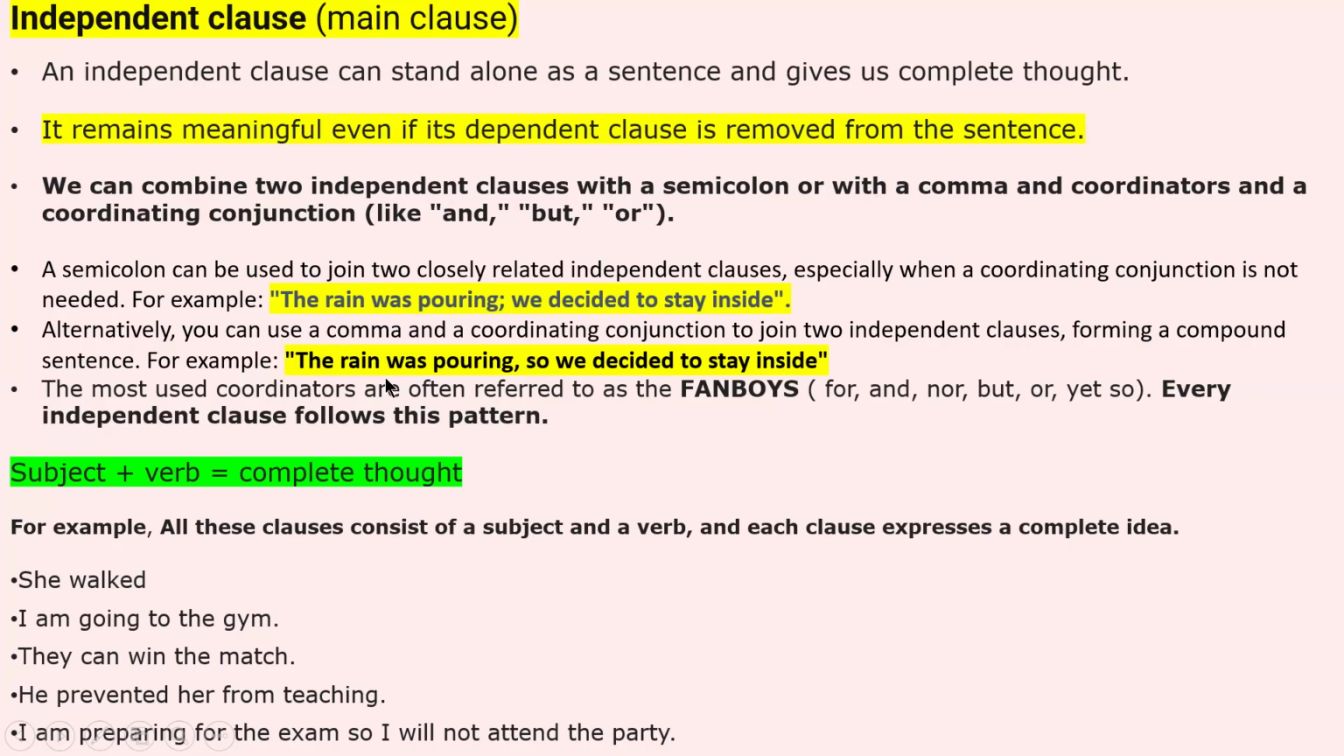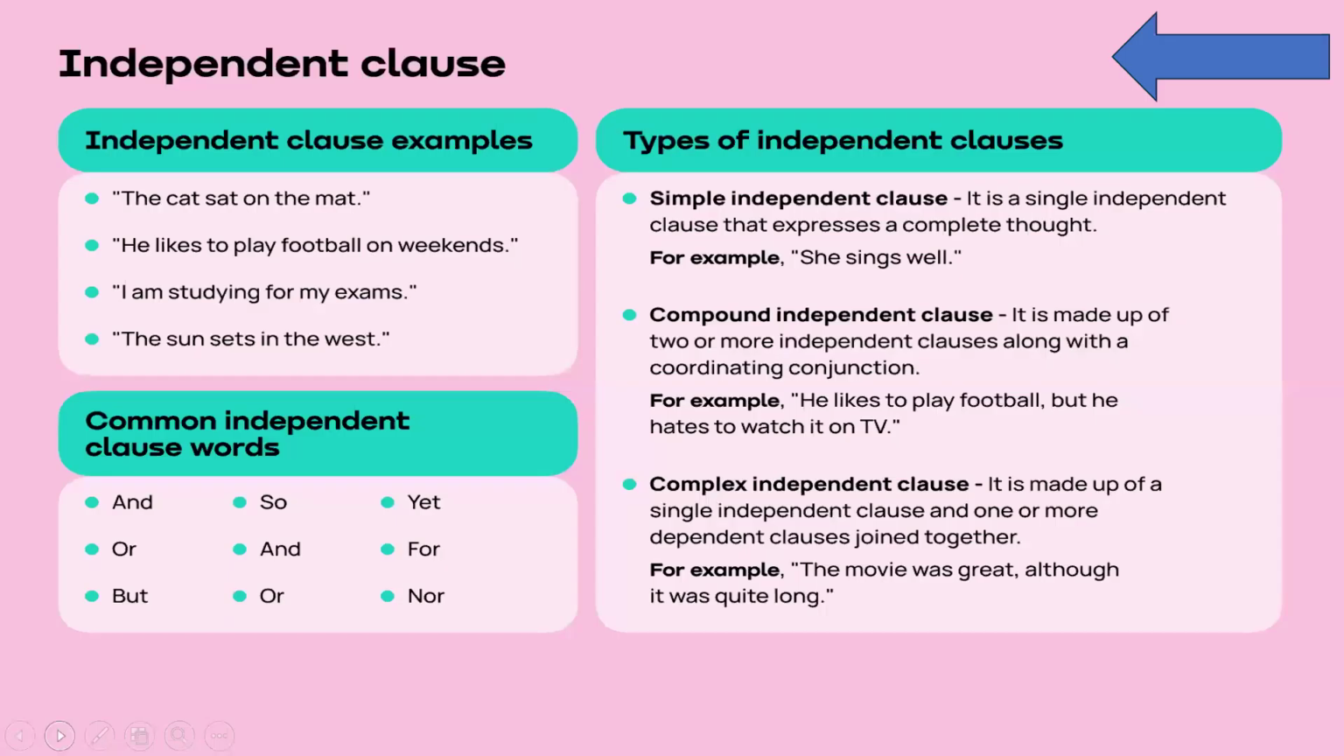And in the second example, the rain was pouring, so we decided to stay inside. If we use this sentence individually, it becomes two independent clauses. So like this, we are making compound sentences with the help of a coordinating conjunction. So these are the types of independent clauses: simple, compound, and complex independent clauses.